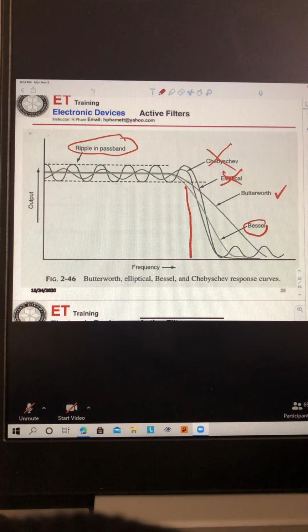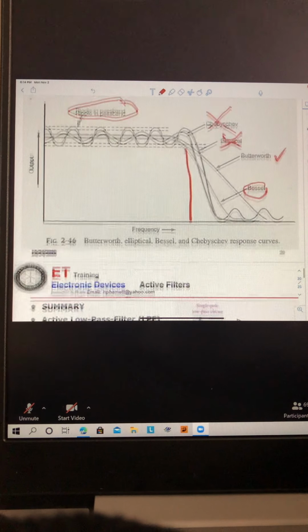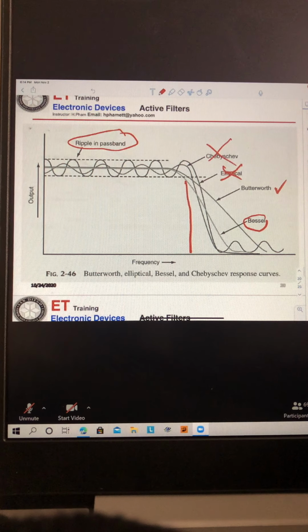Thank you. One question, Mr. Pham. Here you're talking about active filters, so that means it's necessary to use, for instance, an active component like an operational amplifier to build that filter? Exactly. You can learn filters the same way in the AC circuit. Okay, got it.